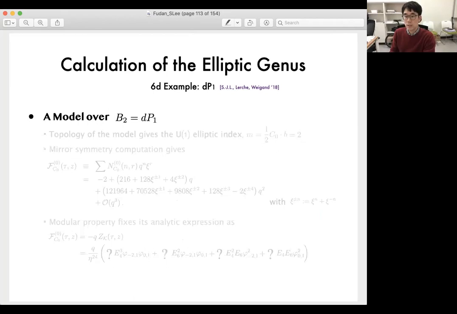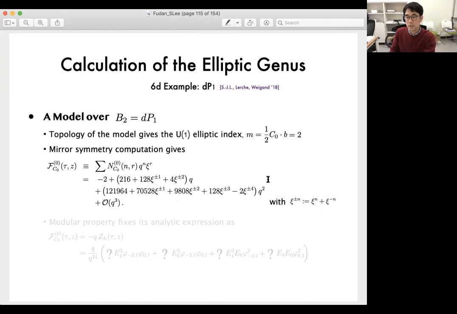The way this model is constructed can be found in the paper, and here I will only report on the results of our analysis. Firstly, the topology of the model gives the elliptic index M equals 2 of the heterotic elliptic genus. Secondly, the expansion coefficients in the first few Q sectors can be calculated by mirror symmetry, and this results in these numbers. The starting coefficient, as you see here, is minus 2.